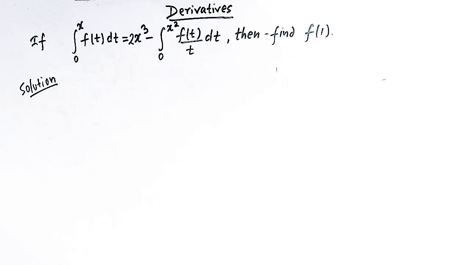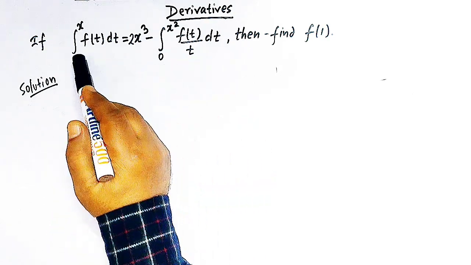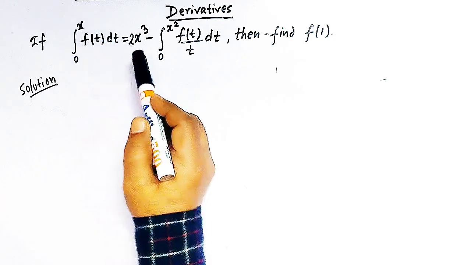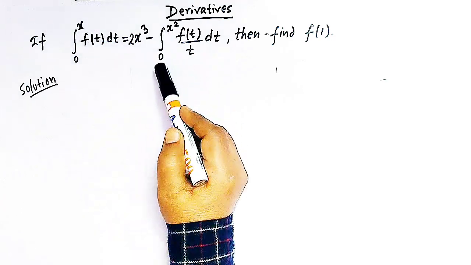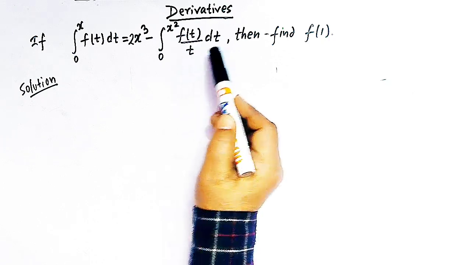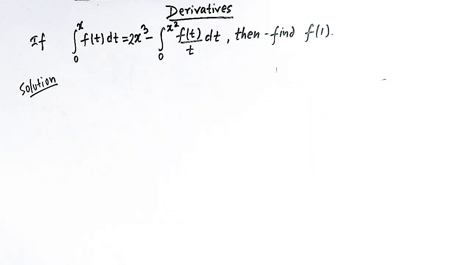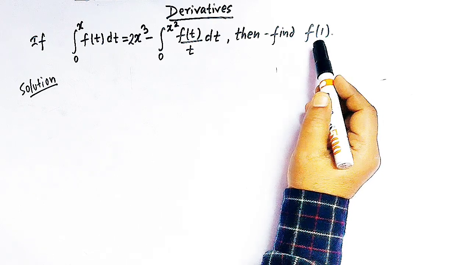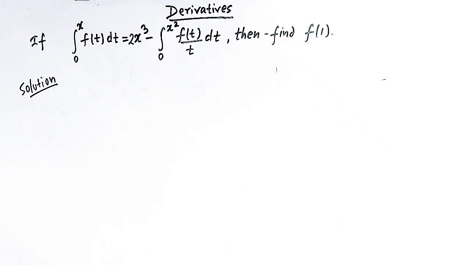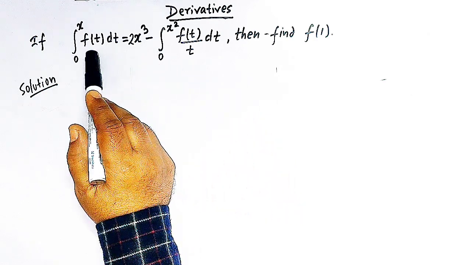Hello viewers, in today's session we are going to discuss an important problem from derivatives, and here we are going to solve this problem where the integral 0 to x f of t dt is equal to 2x cube minus integral 0 to x square f of t over t dt. Then we have to find the value of f of 1, right? So let us see how we can find out the value of f of 1 using Newton-Leibniz theorem. So let us first quickly see the statement of Newton-Leibniz theorem, and then we'll apply the same to this problem.